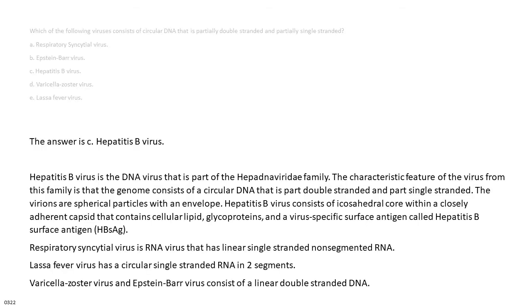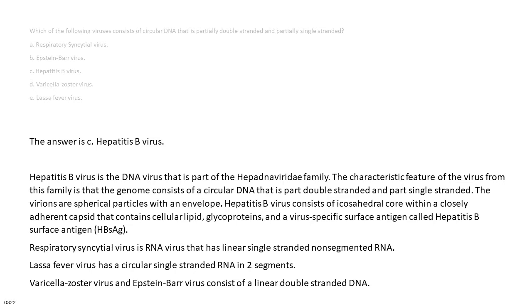The answer is C. Hepatitis B virus. Hepatitis B virus is a DNA virus that is part of the Hepadnaviridae family. The characteristic feature of the viruses from this family is that the genome consists of a circular DNA that is part double-stranded and part single-stranded. The virions are spherical particles with an envelope.